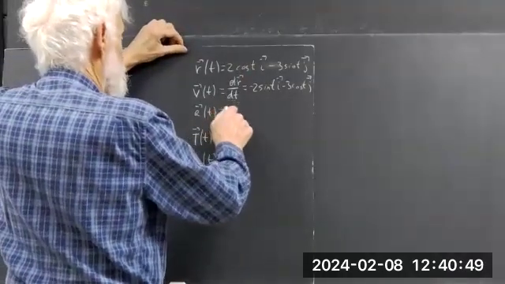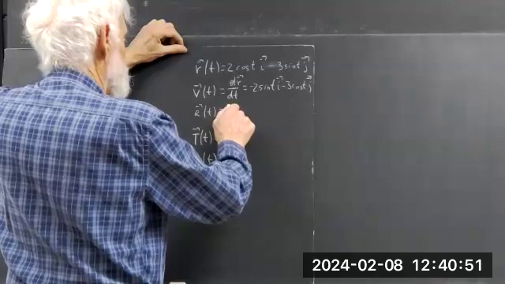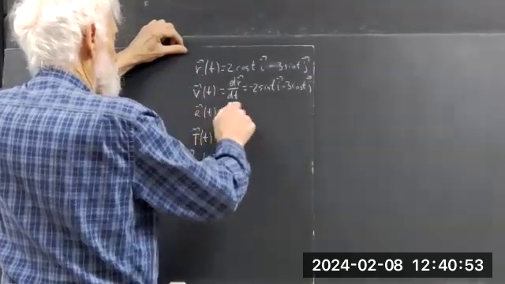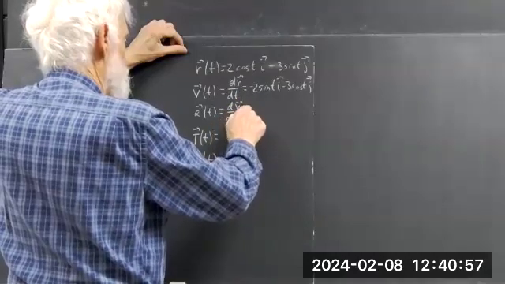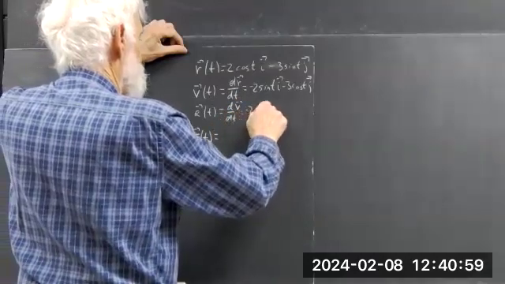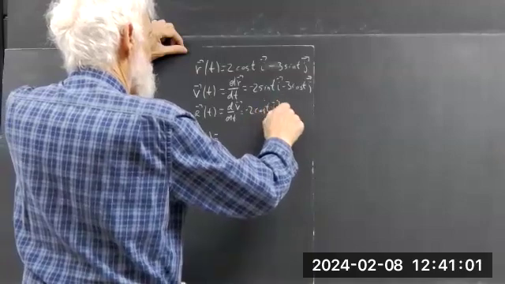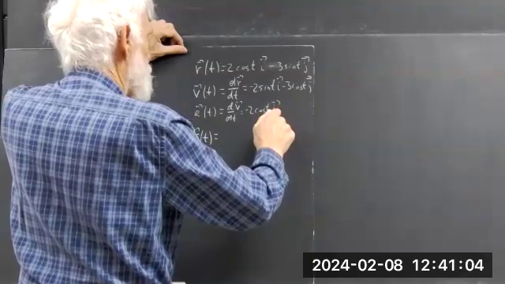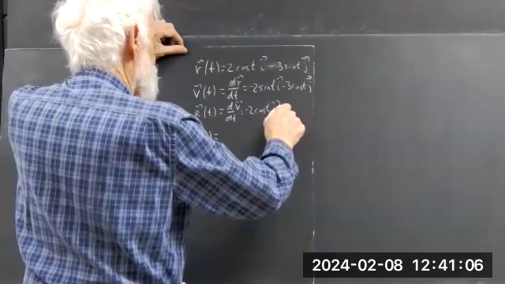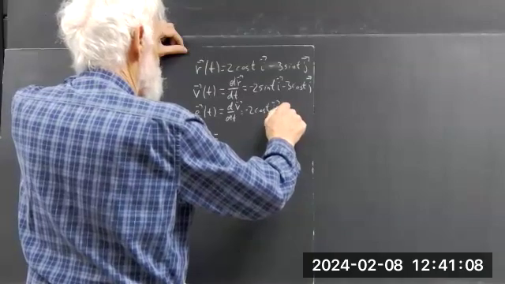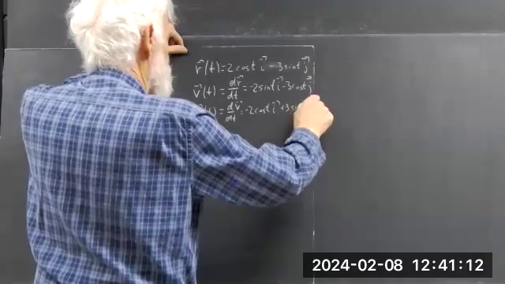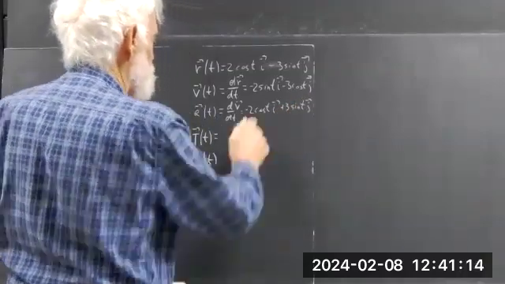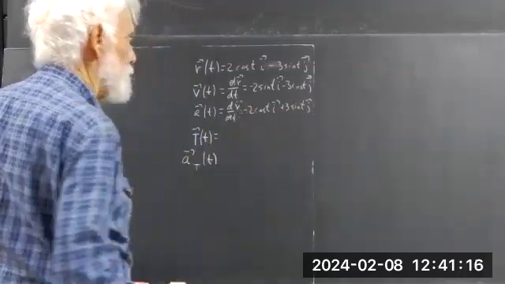Okay, and then a is the second derivative of r, which is the derivative of v, which is negative 2 cos t i plus 3 sin t j.